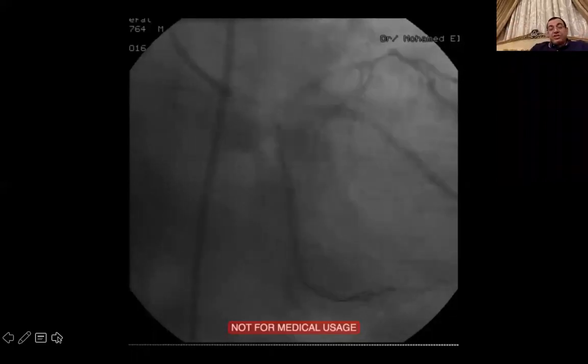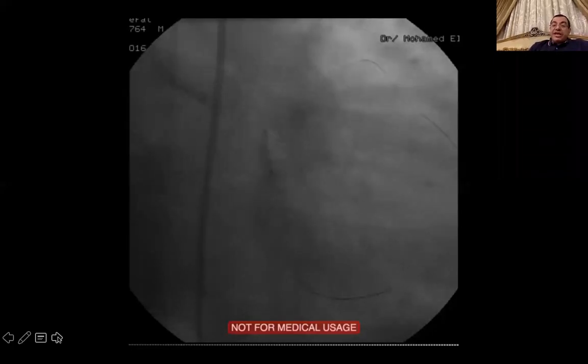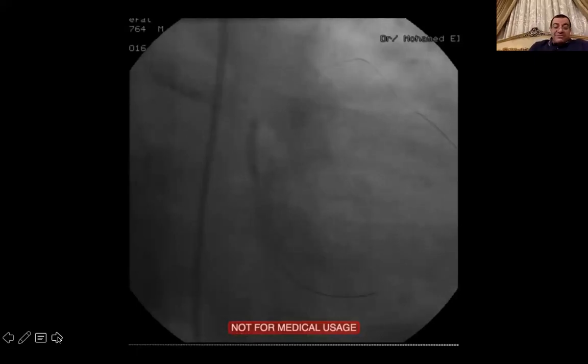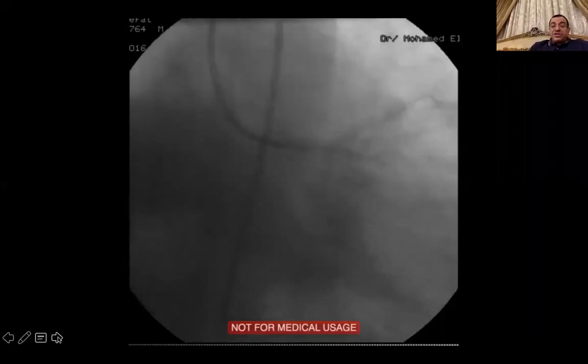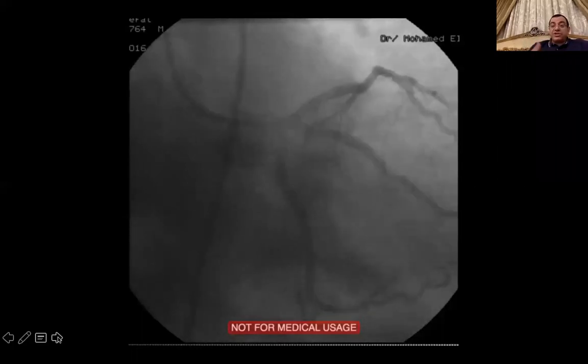I didn't have an IVUS at that time. We have IVUS now in my center. And after that, I moved to the LAD. I put a long stent in the mid LAD, and this was the results in the circumflex and the ramus. It looks, in my opinion, very good results.